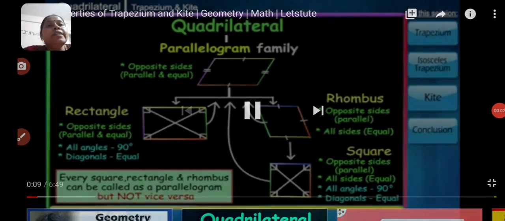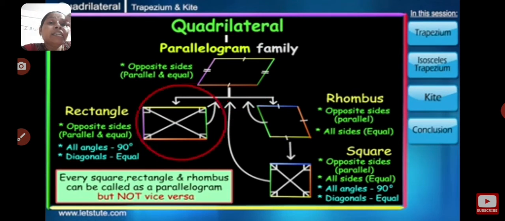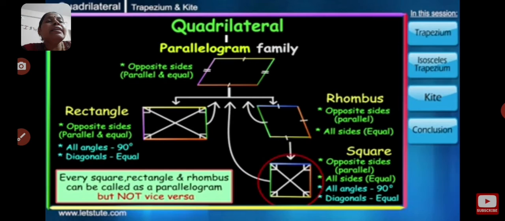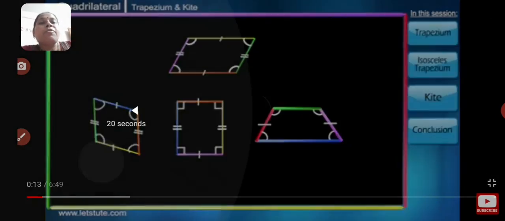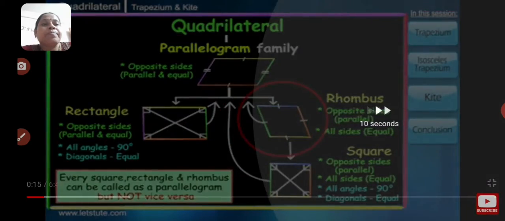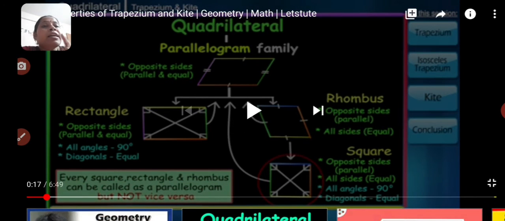In the quadrilateral parallelogram family, what about the parallelogram family? See, here it is parallelogram, and rectangle, rhombus and square are the types of parallelogram. In a parallelogram, opposite sides are parallel and equal. In a rectangle, opposite sides are parallel and equal, all angles are equal to 90 degrees, and diagonals are equal.